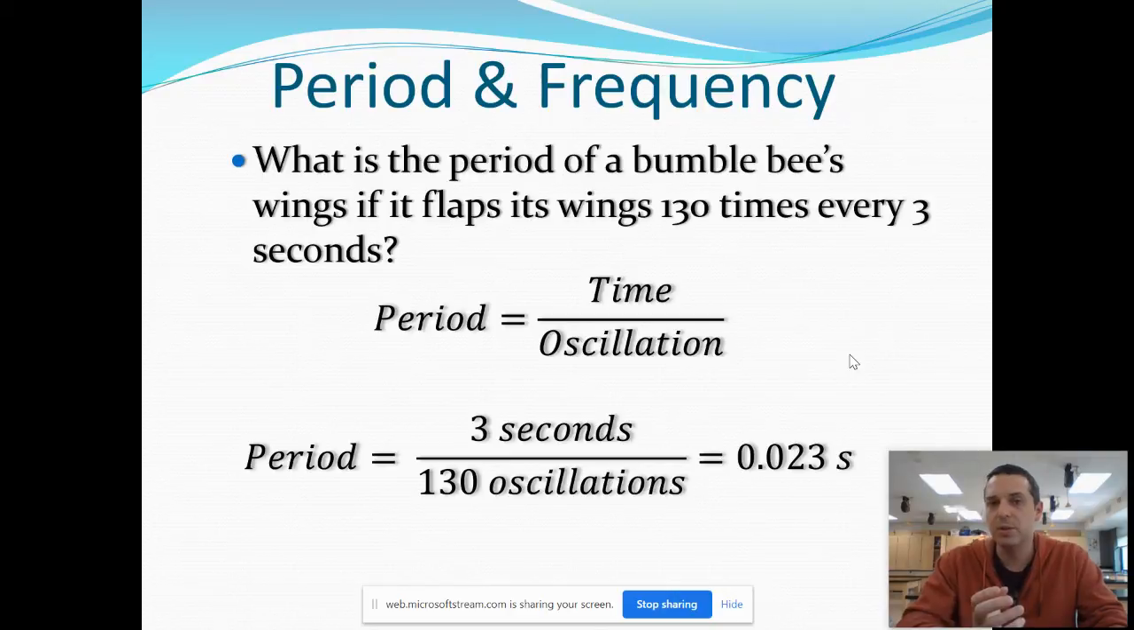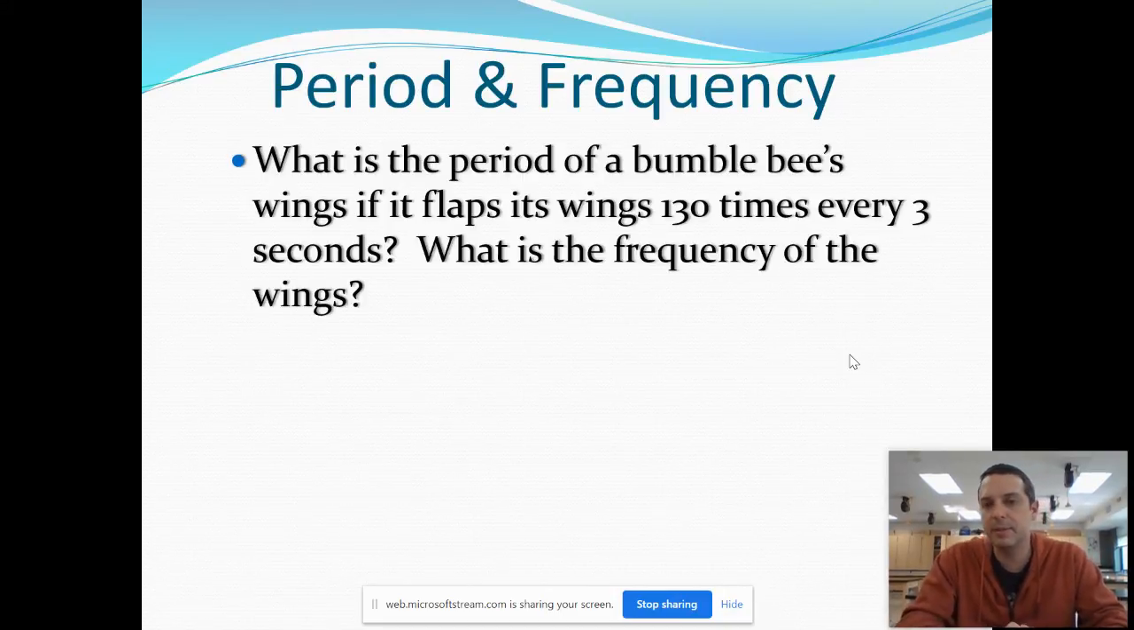So if you want to know how long it took this bumblebee, which flaps its wings 130 times every 3 seconds, to do just 1 flap of its wings, that is 0.023 seconds. That is the period of its flapping of the wings. If we do the same thing we did with our previous example, having determined the period, let's now determine the frequency of the bee's flapping of the wings. Remember, the frequency is just how many times it flaps its wings per second. It's going to be given in hertz.